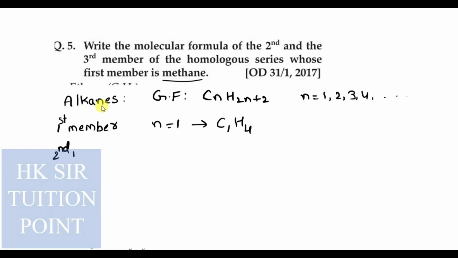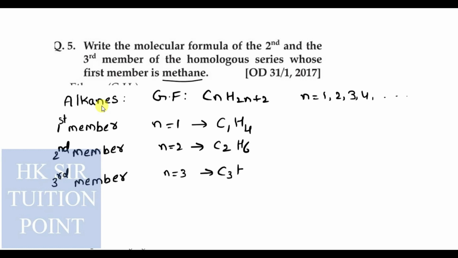If you want the second member, keep n equals to 2. So C2, 2 twos are 4 plus 2, 6, H6. If you want the third member, because he wants up to the third member, keep n equals to 3. C3, H, 3 twos are 6 plus 2, 8, H8.